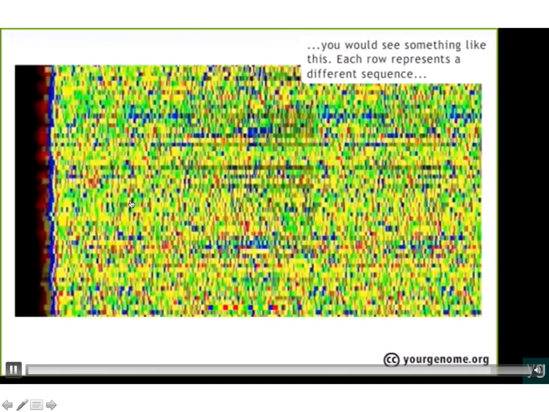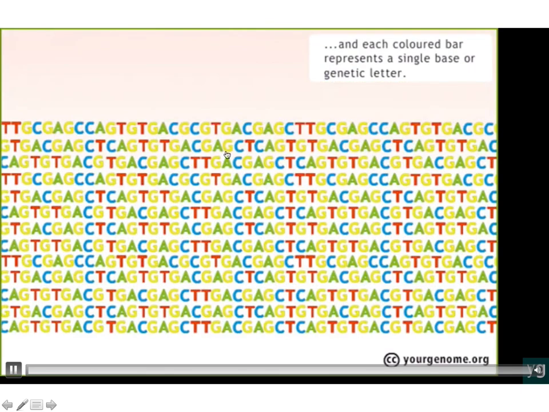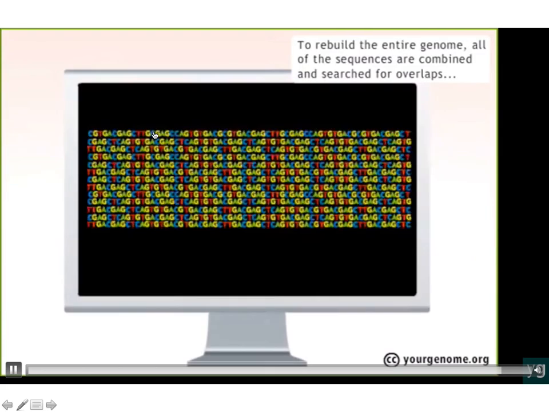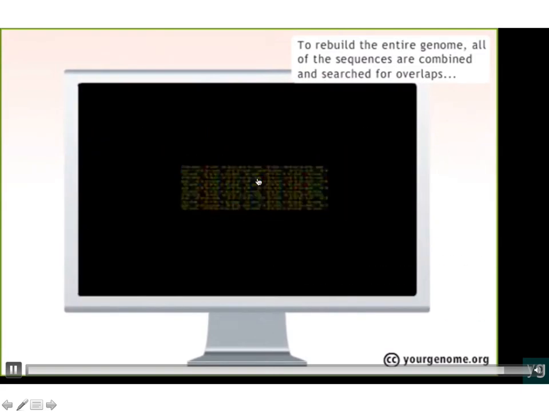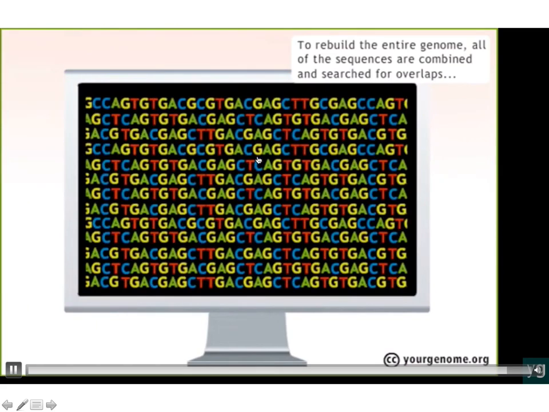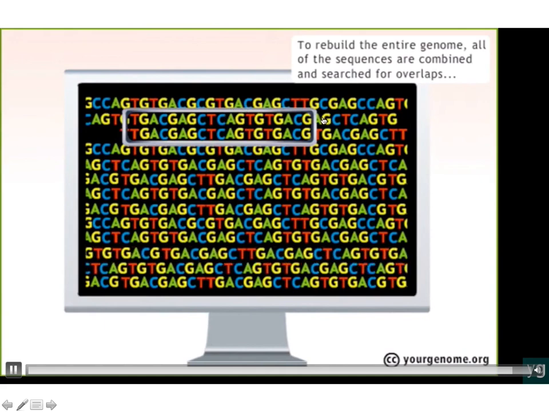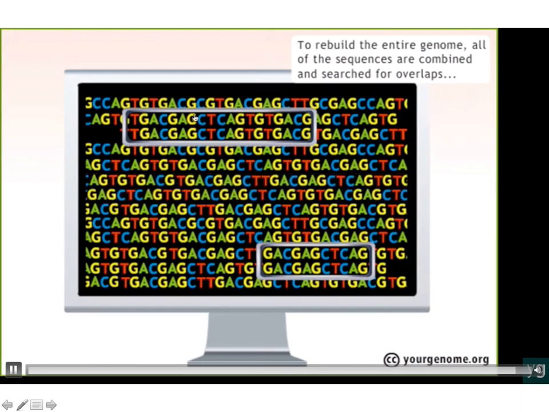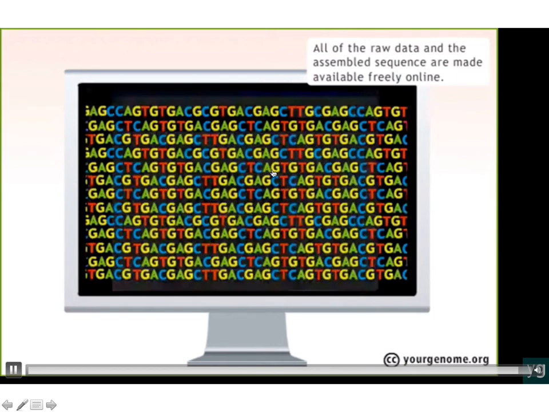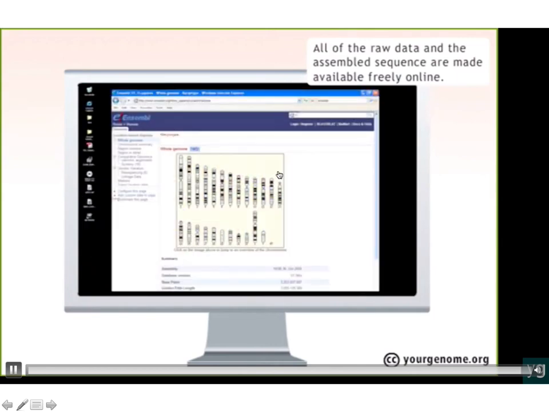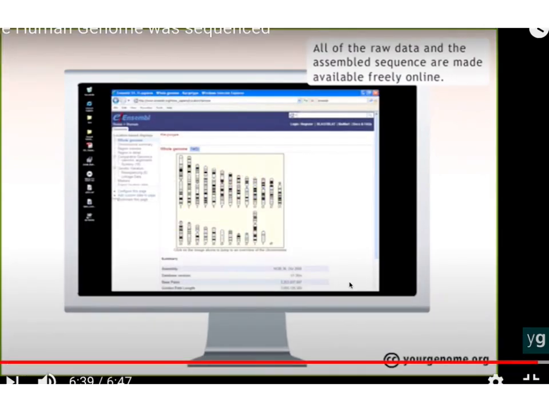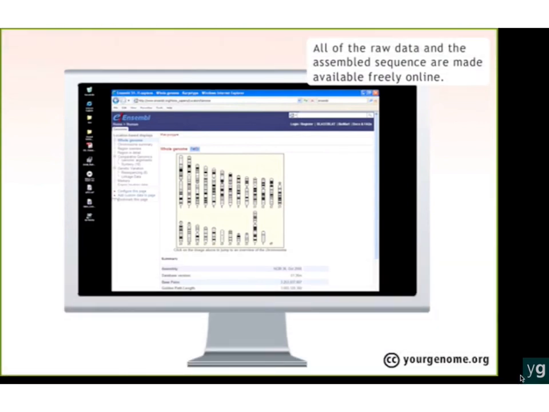So finally we can get the sequence like this. This is the sequencing data. So actually all the colors represent different nucleotides, like T is red, G is yellow. So finally to rebuild the entire genome, all sequences are combined and searched for overlapping. And here you can see all the sequences are combined, and here you can see the overlaps. So all the raw data is finally assembled, and the sequence is made available freely online. Thus, the Human Genome Project was completed.